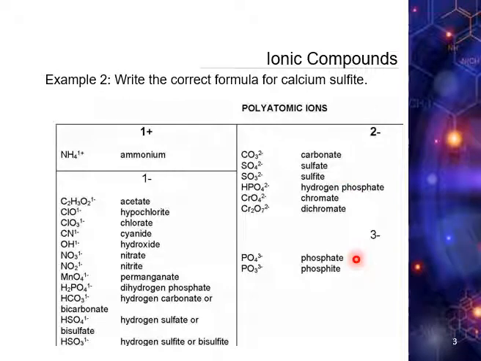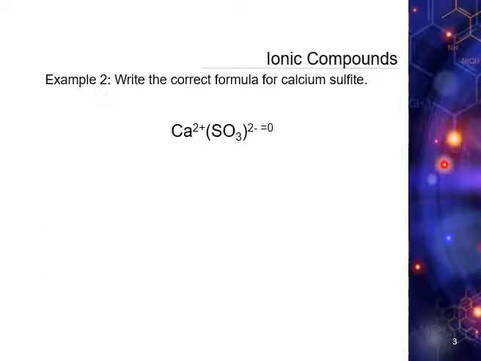If you look at phosphate and phosphite, you see the same thing. And if you look at nitrate and nitrite, you see the same thing. But we're looking at sulfite this time, which is SO3 with a -2 charge. So calcium is a +2, sulfite is a -2, that's equal to 0, so the correct answer is CaSO3.